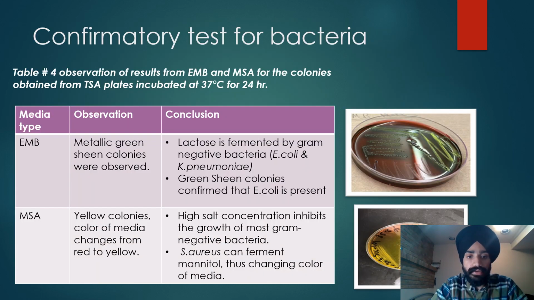And then after that we did the confirmatory test for the bacteria, using the EMB plate and the MSA plate. On the EMB plate we observed a green metallic sheen after incubation at 37 degrees Celsius for 24 hours, and that confirms the presence of E. coli. And on the MSA, there was a color change after incubation at 37 degrees Celsius, which confirmed the presence of S. aureus. A high salt concentration inhibits the growth of most gram-negative bacteria, and S. aureus mainly ferments the mannitol. Thus it confirms the presence of S. aureus on the MSA plate.